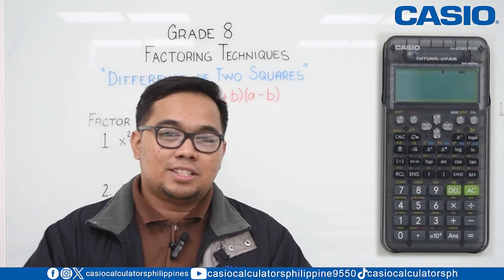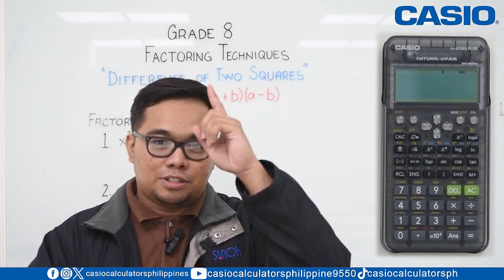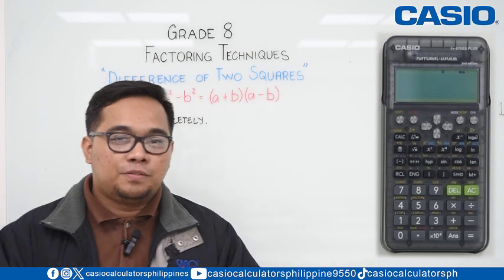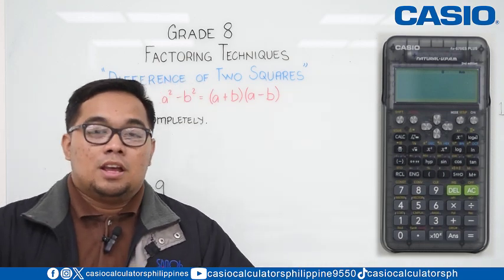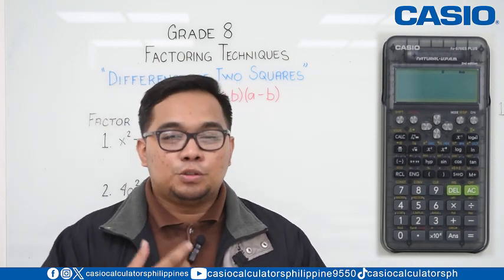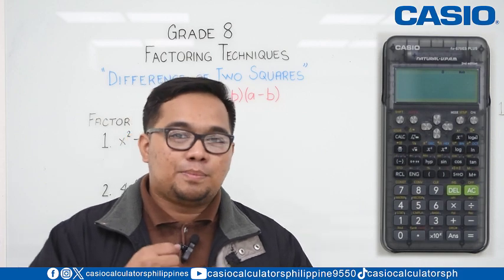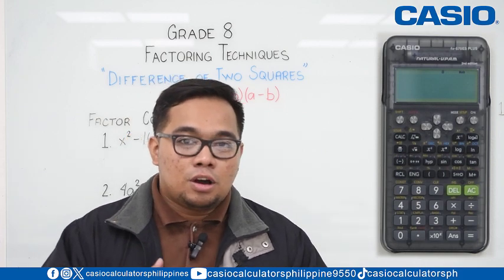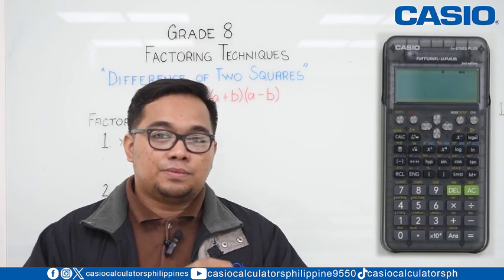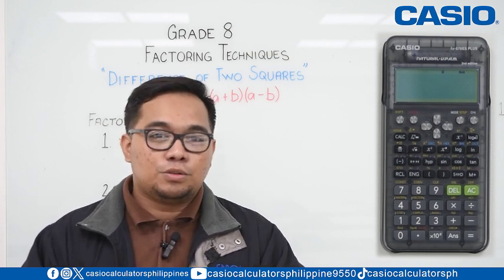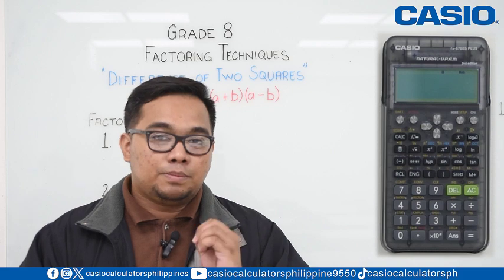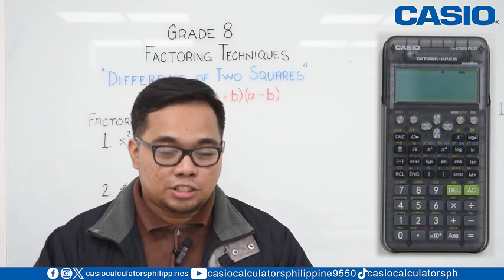And for today, we will discuss a grade 8 topic which involves a factoring technique: the difference of two squares. Given any difference of two expressions, we can always apply the special product of the sum and difference of the square root of each of those two expressions to become the factors of the difference of two squares.